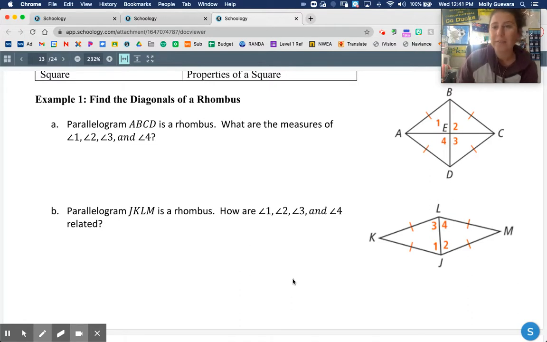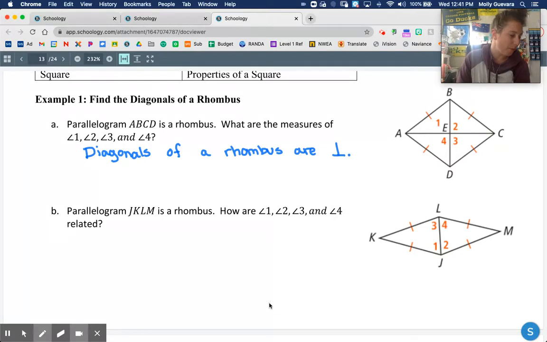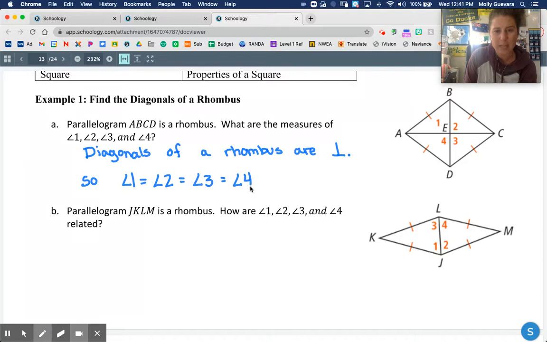Okay, so we have to remember the properties of a rhombus, that the diagonals of a rhombus are perpendicular. And we're going to use the symbol, right? Diagonals of a rhombus are perpendicular. So what that means is angle 1 is going to be equal to angle 2, is going to be equal to angle 3, is going to be equal to angle 4. And since they're perpendicular, they are all going to be 90 degrees. So all 4 of them are the same.